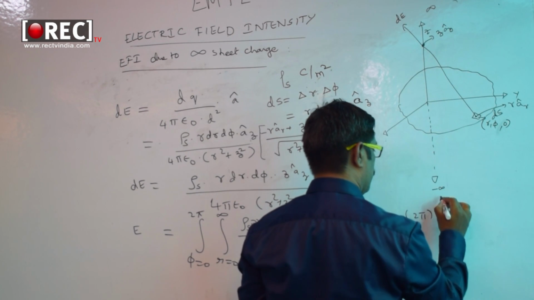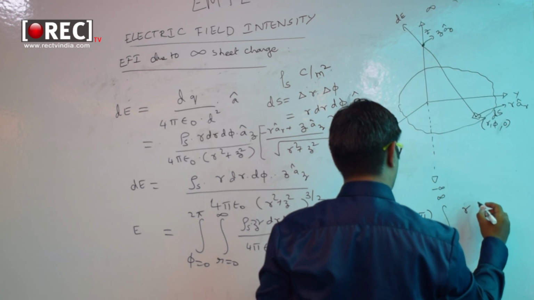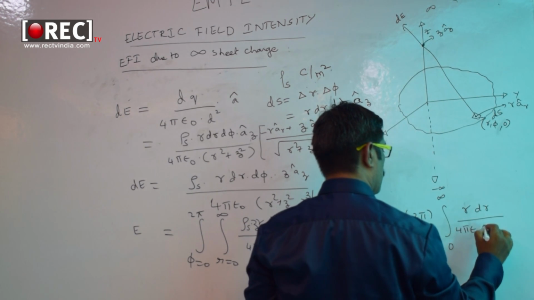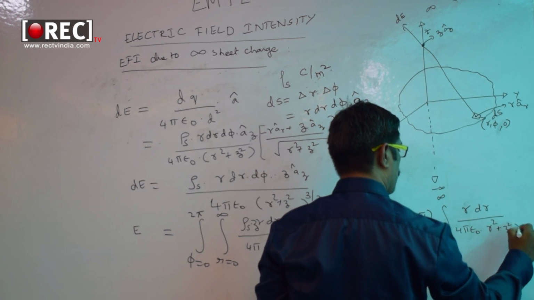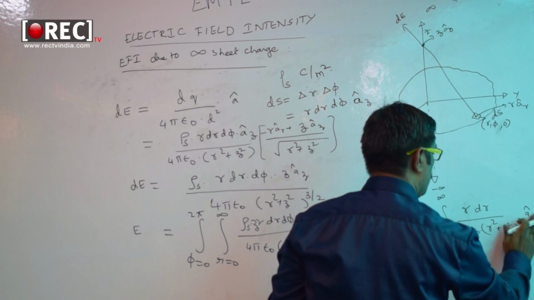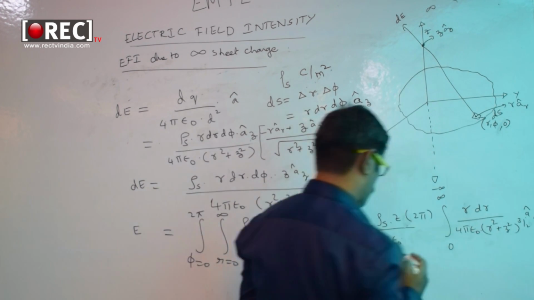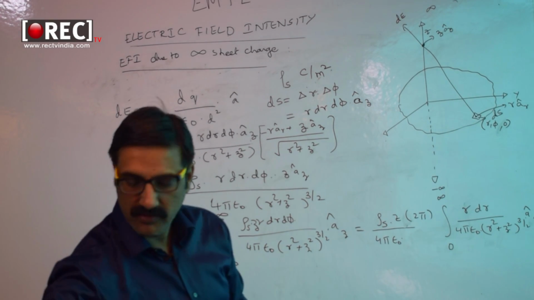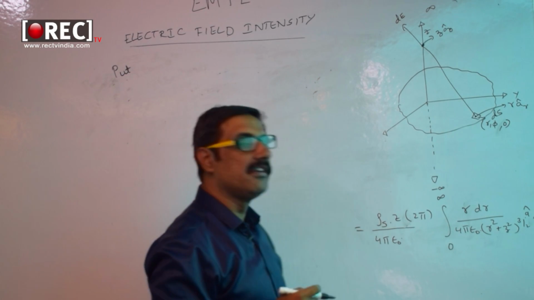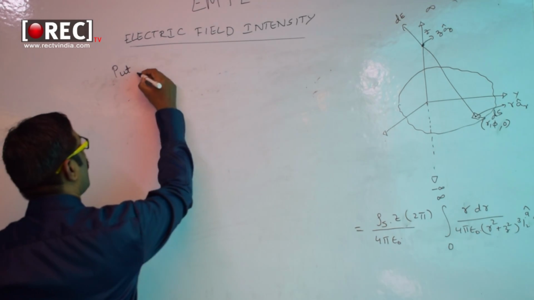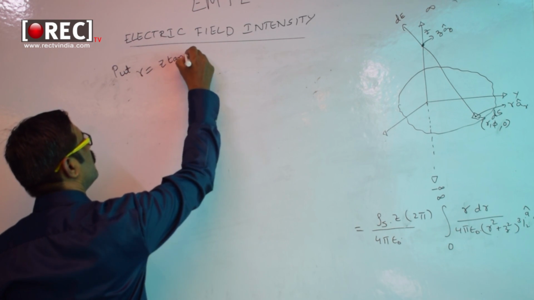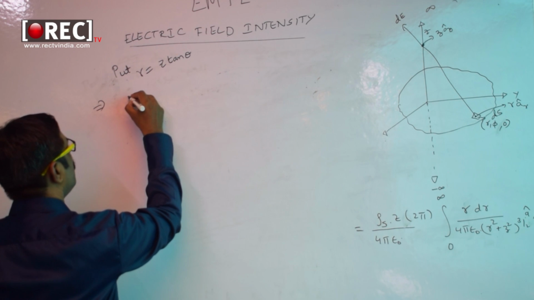Integral 0 to infinity r dr divided by 4 pi epsilon naught into (r square plus z square) raised to the power of 3 by 2, into a_n cap, E into a_z cap. Okay, so now let us evaluate this definite integral, and for evaluating it we will go for the substitution method by putting r equals to z tan theta. So if I put r equals to z tan theta, what would be dr?